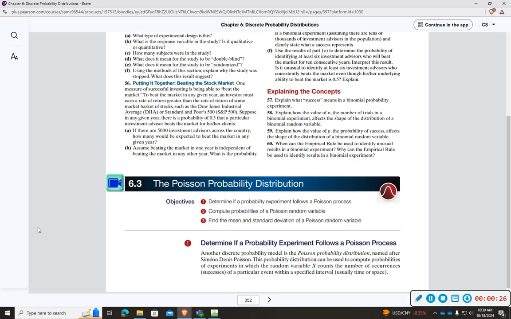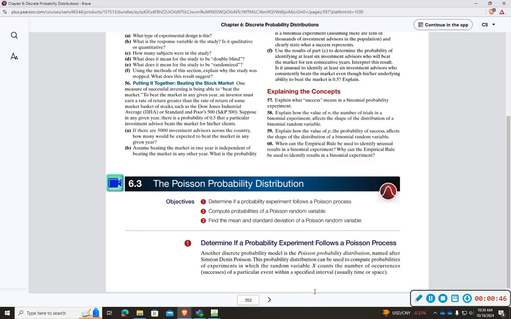So the first one here, number 1, determine if a probability experiment follows a Poisson process. So here's the first objective. They give you the distribution. They tell you it's named after Simeon Denis Poisson, so it looks like poison when it's pronounced Poisson. And then here's the description.